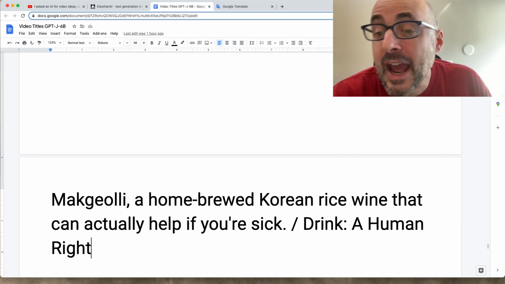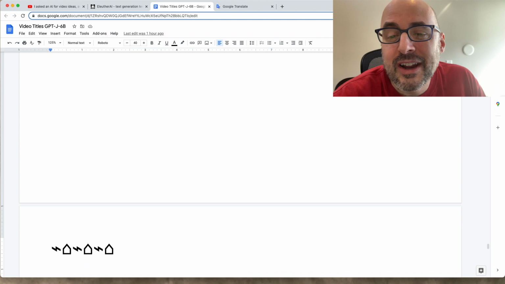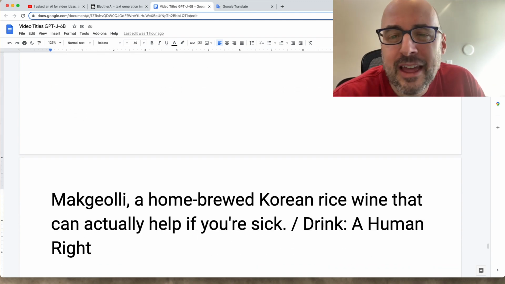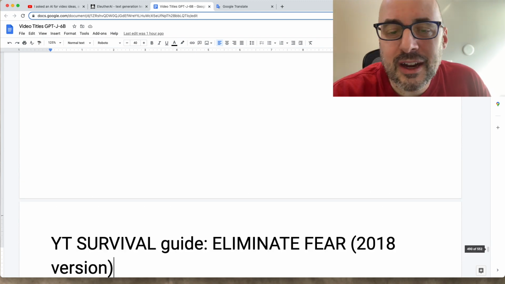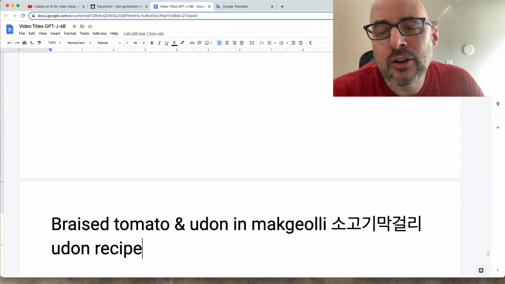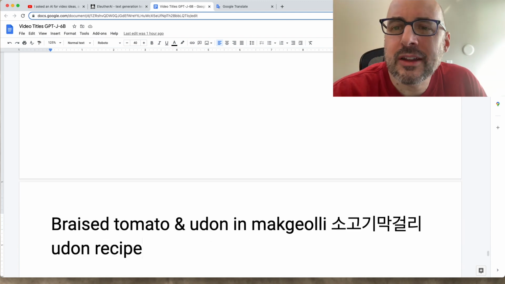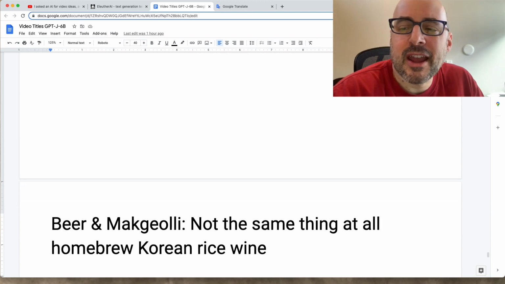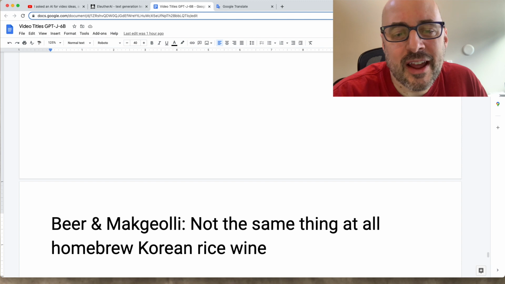Home-brewed Korean rice wine that can actually help if you're sick. Drink a human right. Okay, that's important, human right. Braised tomato and udon in makgeolli. Beer and makgeolli, not the same thing at all. Correct, you got it right this time.